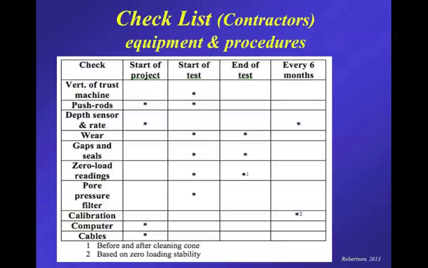So a checklist, primarily for contractors, around equipment and procedures. The recommended one, this is in the CPT book as well as in the CPT guide. I've updated it a little bit. So check the verticality of the thrust machine at the start of every test. Make sure you're going to push the probe in vertical. Check the push rods, make sure they're reasonably straight both at the start of the project and at the start of the test. Check the depth sensor and the rate of penetration at the start of every project and every 6 months.